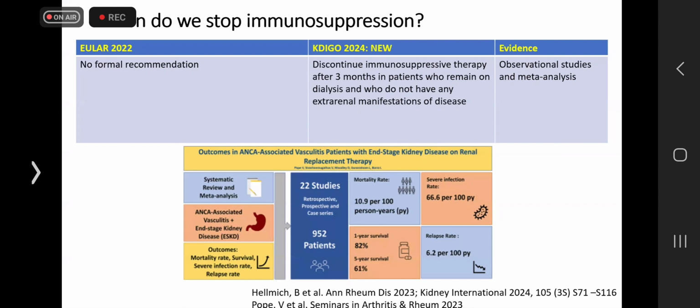The bottom line is a recent meta-analysis that was published in Seminars in Arthritis and Rheumatism, where they looked at 22 studies, 952 patients with ANCA vasculitis on dialysis, and they looked at mortality rate, relapse rate, and severe infections. Obviously, a very high mortality rate, 10.9 per 100 person years. Severe infection rate, 66.6 per 100 person years, but a low relapse rate, 6.2 per 100 person years.